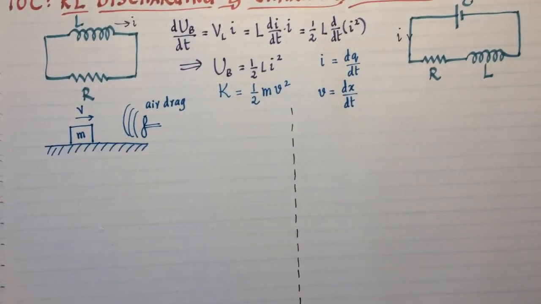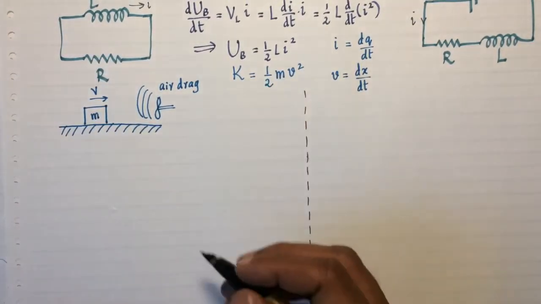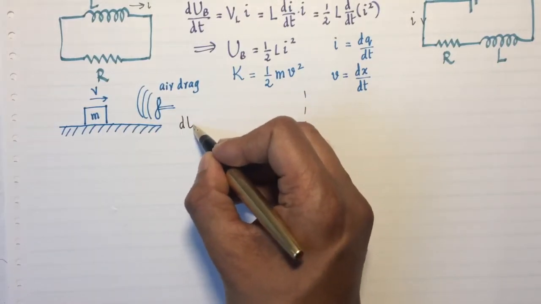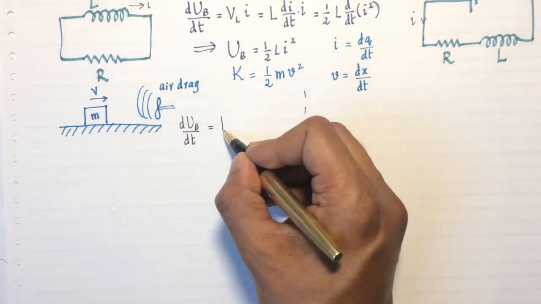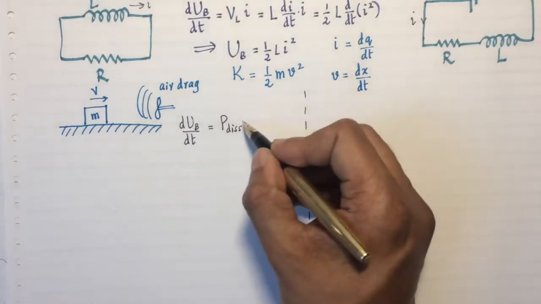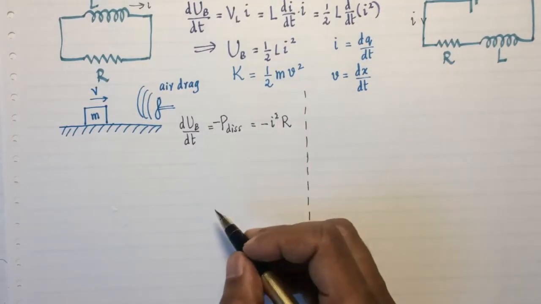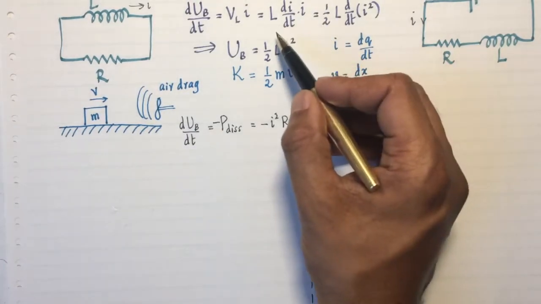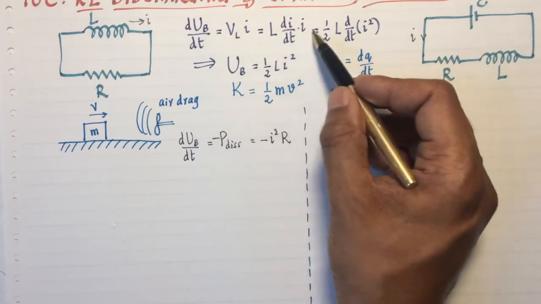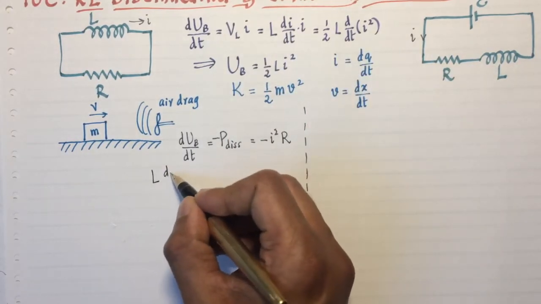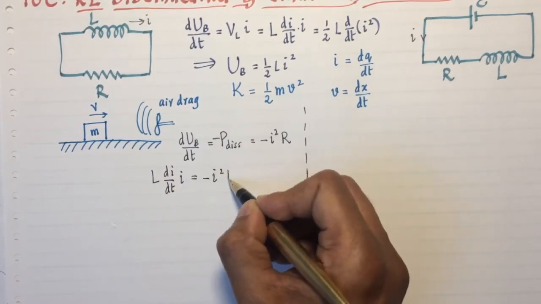In the notes, I go ahead and use KVL for this, but let me try to do this using energy again. So the rate of change of magnetic energy in the inductor will be equal to the power dissipated in the resistor, and with a negative sign, so that's negative I squared R, because dissipated power is negative. So I can now substitute dU by dt, which is right here. dU by dt is the very first line, so it's L di by dt times I equals minus I squared R.